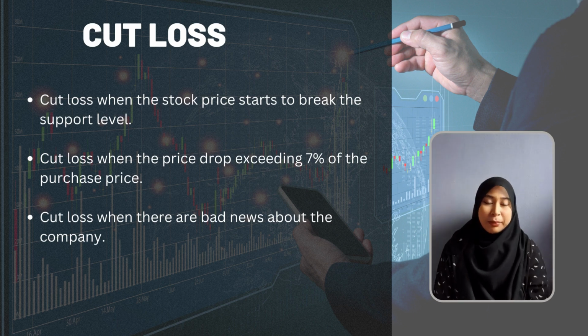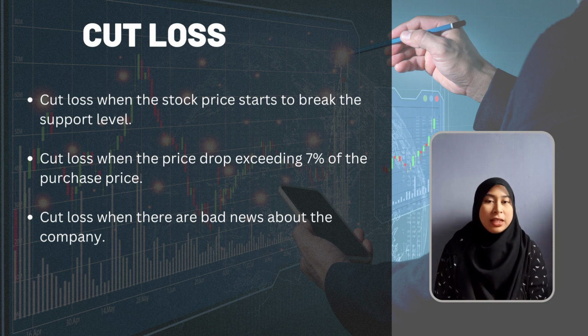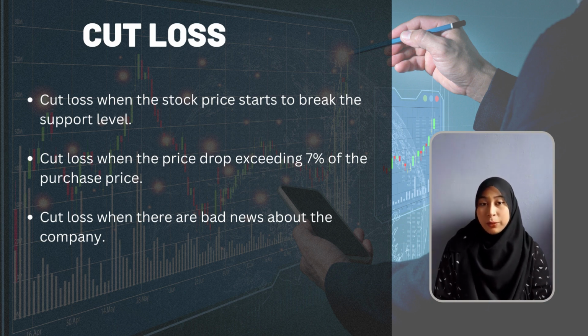Now let's discuss cut loss in investment. In the battle for investment survival, the first and most important lesson in the stock market today is damage control. There are three techniques that we use in the investment game. The first one is to cut loss when the stock price starts to break the support level. Second, cut loss when the price drops exceeding 7% of the purchase price. And last but not least, cut loss when there is bad news about the company. Now let's go through them one by one.